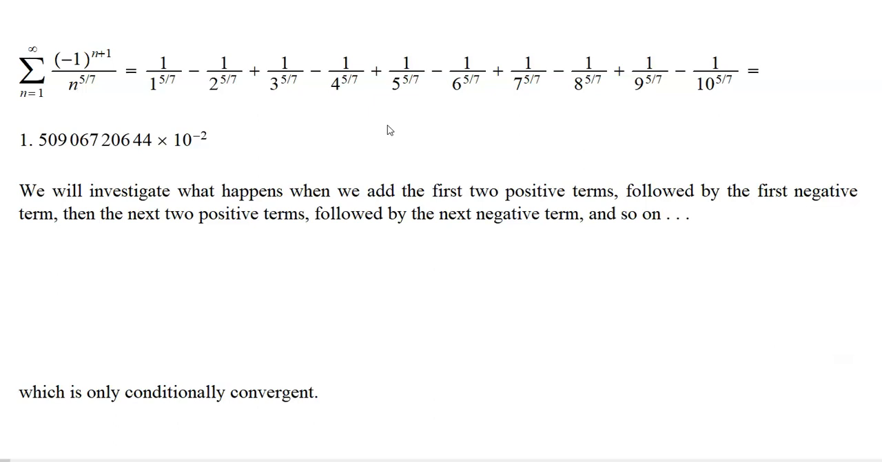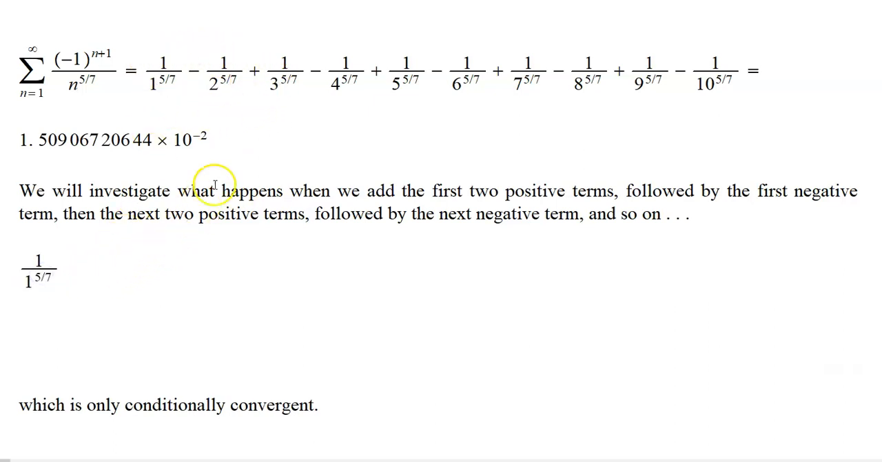Okay? So in other words, think of it this way. We're going to give priority to the positive terms. We will let them in 2 at a time. But for every 2 of them, we're only going to allow 1 negative term to follow. Okay? So, the first 2 positive terms are 1 to the 5 over 7 and 1 over 3 to the 5 over 7. Okay, so those are the new first and second term.